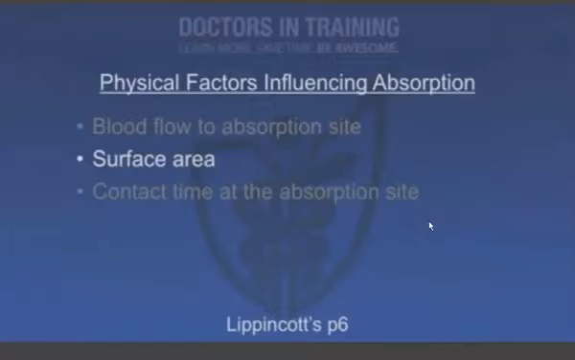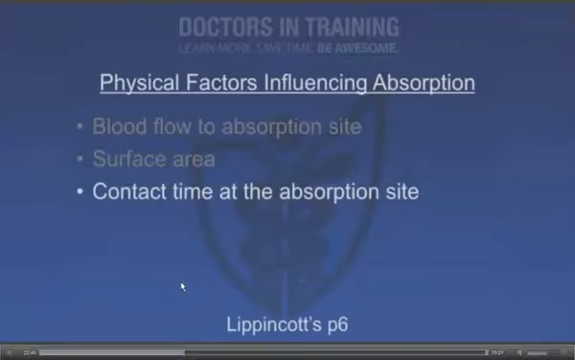We have to talk about the surface area, and we mentioned this briefly earlier. The intestine has a lot of microvilli, which provides about 1,000 times more surface area for drug absorption compared to the stomach. So that's one reason that a lot of drug is absorbed in the duodenum as opposed to the stomach. We also have to talk about how much contact time at the absorptive site there is. If the drug sits around at the site of absorption for a long time, a lot more of that drug is going to be absorbed.